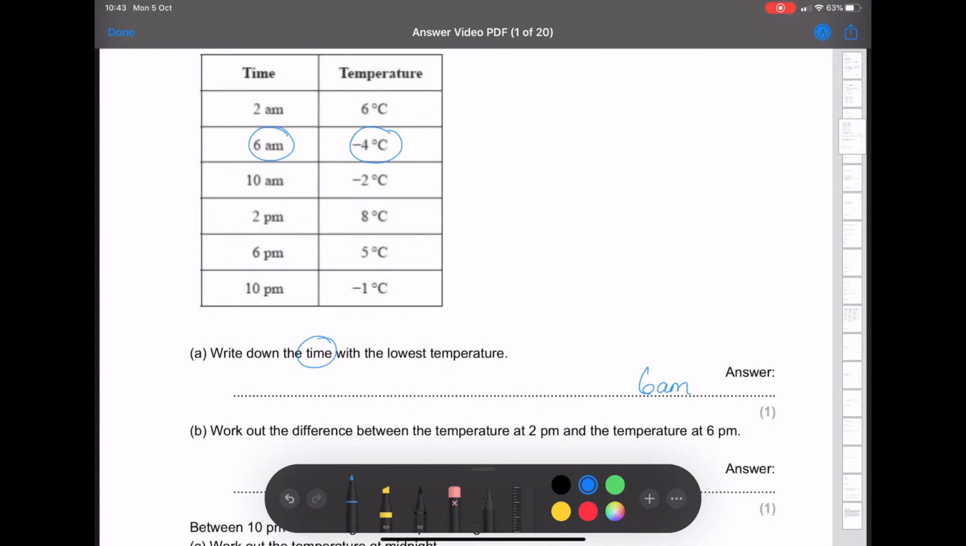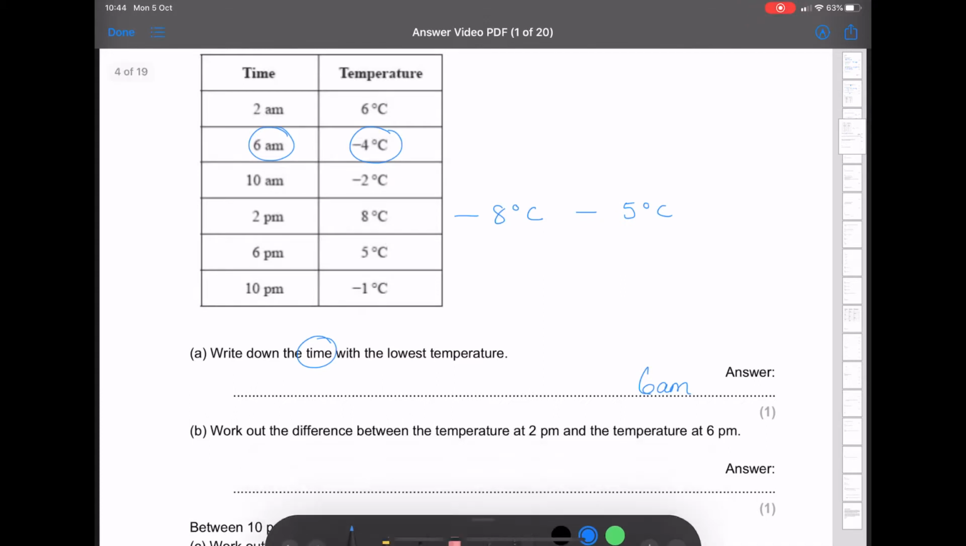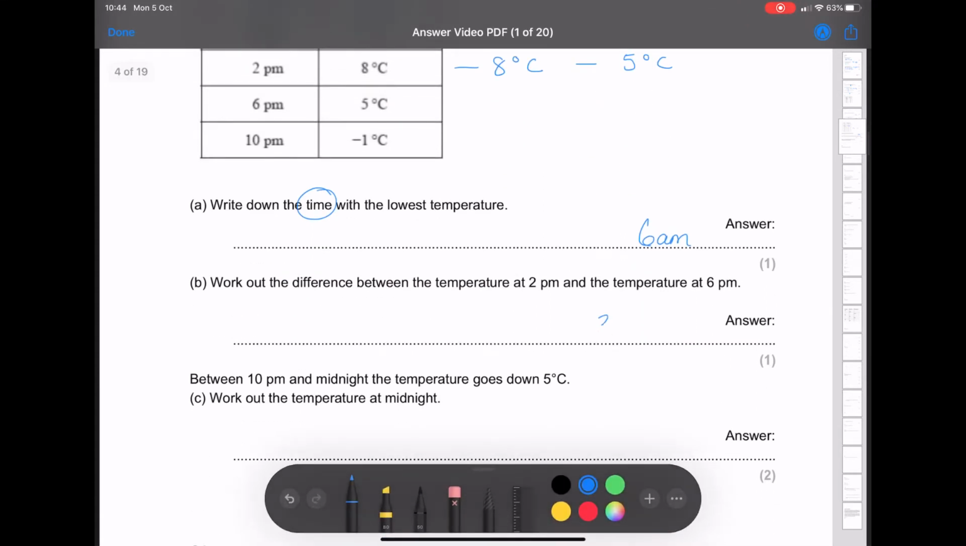Okay. Work out the difference between the temperature at 2 p.m. and the temperature at 6 p.m. Well, at 2 p.m. it's 8 degrees, and at 6 p.m. it's 5 degrees. So it's gone down by 3 degrees. So the difference in the temperature would just be 3 degrees.